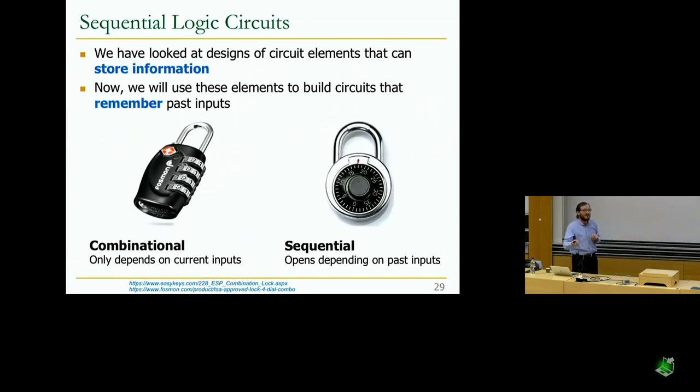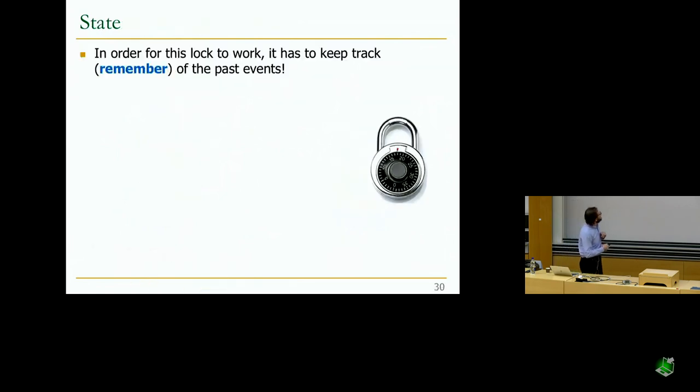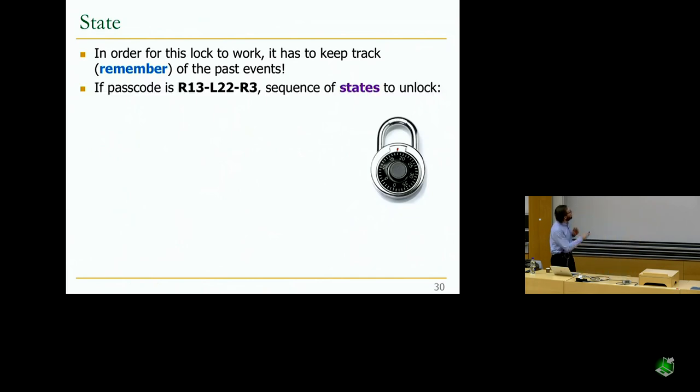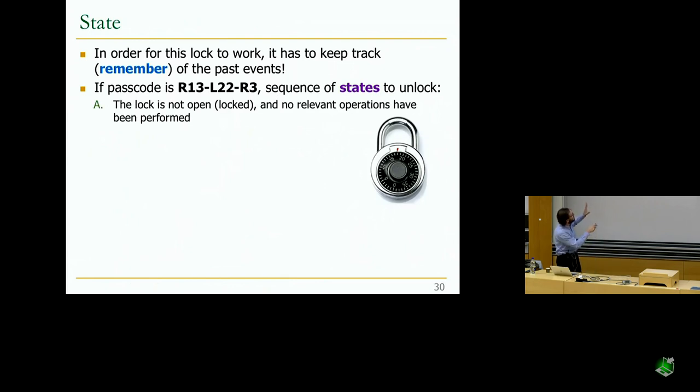How you get to a particular state. This is the concept of state, basically. In order for this to work, this has to remember the past events. Essentially, if the passcode is you turn it right to 13, and then turn it left to 22, and then turn it back right to 3, you need to perform a sequence of actions that go through a sequence of states to unlock this. Initially, the lock is not open. This is a state, basically. The lock is not open, and no relevant operations have been performed.